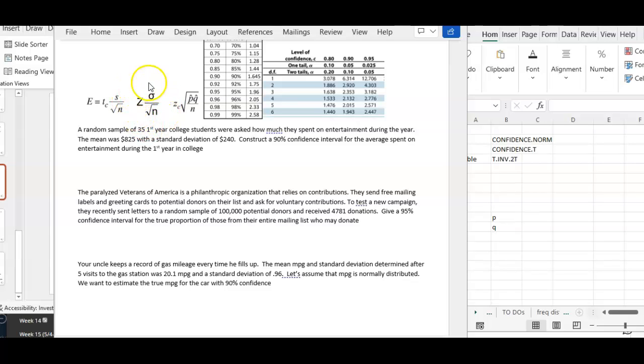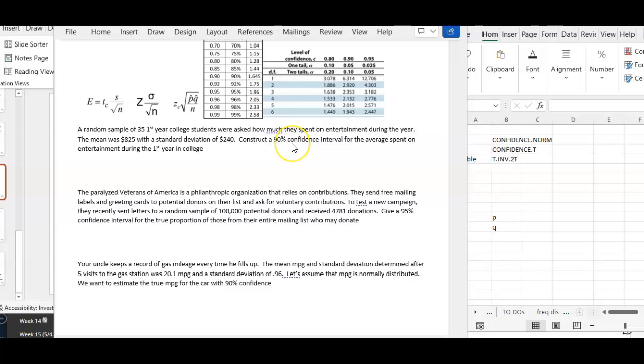This is for a margin of error for a large sample, and this is for a margin of error for a small sample. And that delineation for large versus small is 30. So we have a sample of 35, so we're going to be using the Z critical value for a particular confidence level. And that is this table right here.